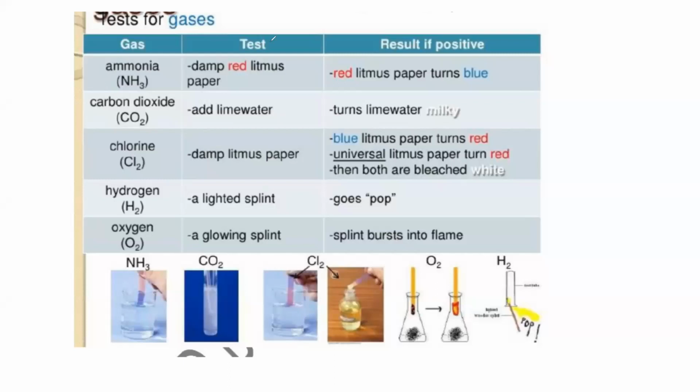So this is also something you have to learn: the tests for the gases. If we have ammonia gas, it will turn red litmus blue. If it is carbon dioxide, we add lime water, and it will turn milky. If it is chlorine gas, we take a damp blue litmus, it will turn red and then bleach. Bleach means the color will be removed.